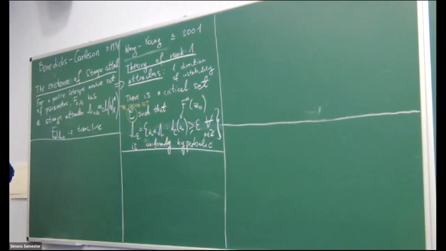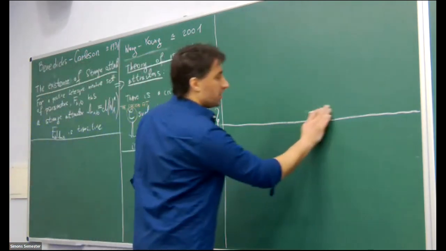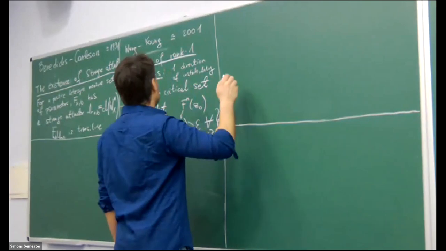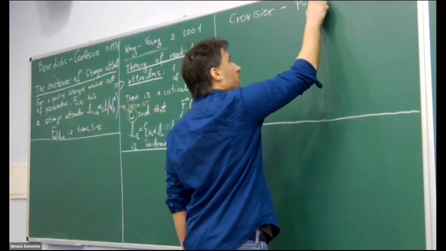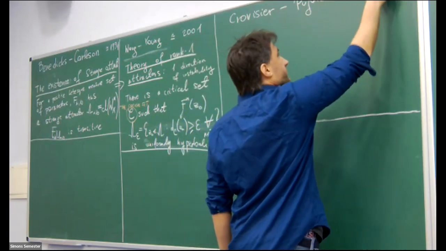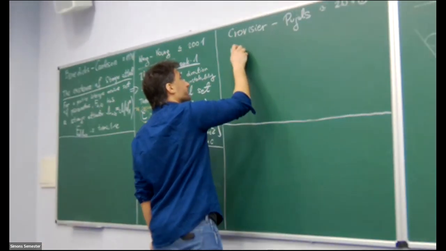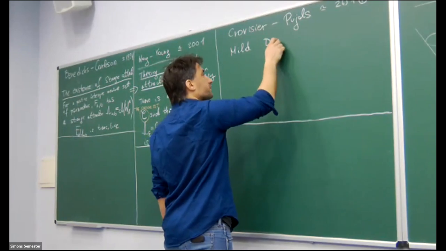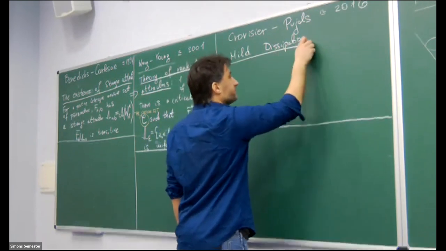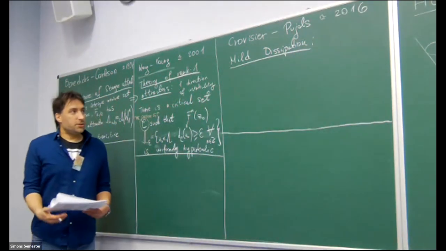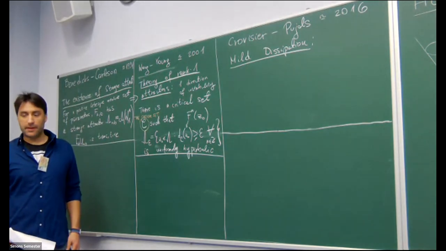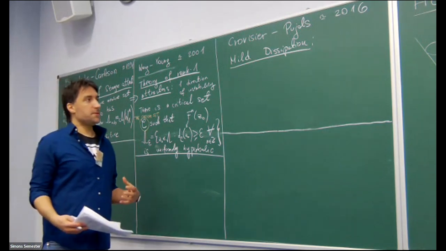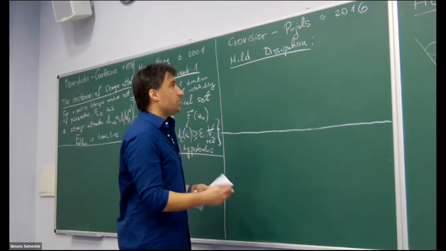Okay. So another piece that we're going to use is this notion of mild dissipation that was introduced just a few years ago by Pujals and Rodriguez. So the mild dissipation is a property that allows us to sort of reduce your two-dimensional map to a one-dimensional map. So these are maps that are in some sense close to one-dimensional maps. What is this notion about?